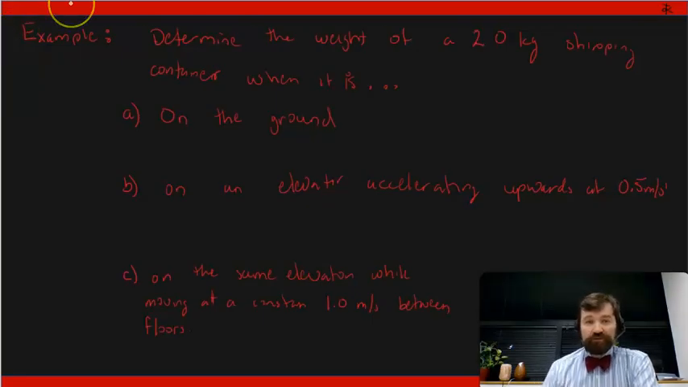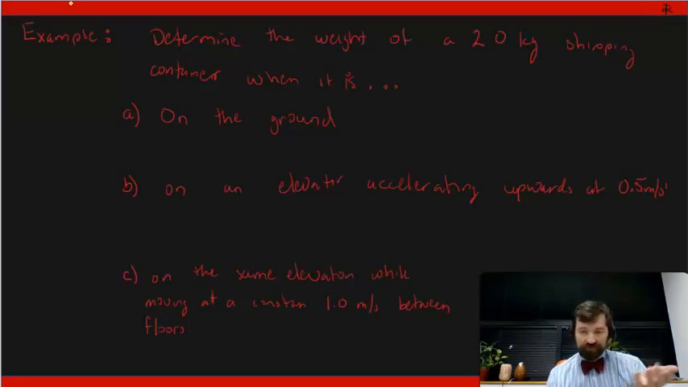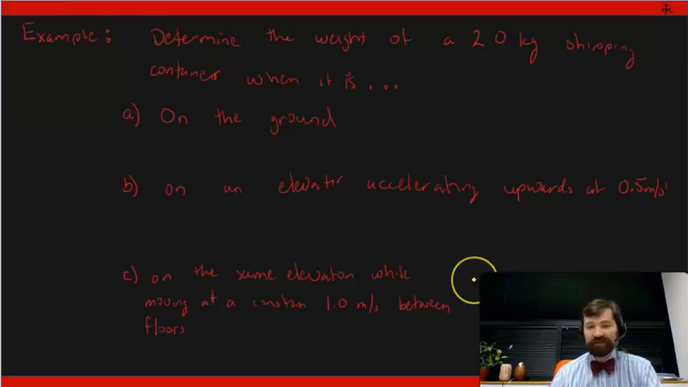Let's work a few related examples to close out our video today. So we want to determine the weight of a 20 kilogram shipping container in 3 cases. First of all, when it's just sitting there on the ground. Second, it's been loaded up onto an elevator, which you've now pushed for the top floor, and it's just starting to accelerate upwards at 0.5 meters per second squared. And third, on that same elevator, as it is gliding between floors at a constant speed of 1 meter per second. So how do we get the weight in each case?